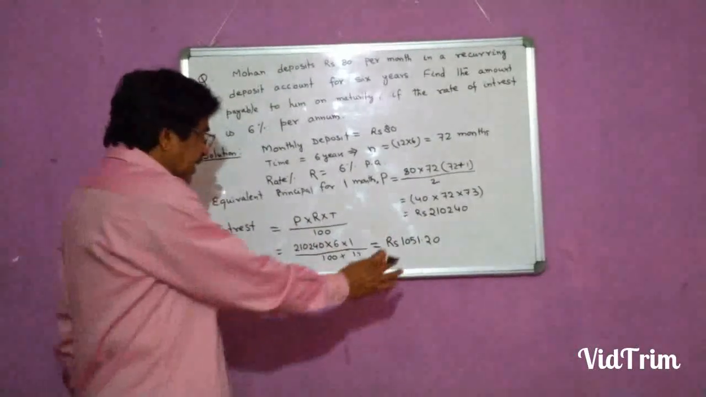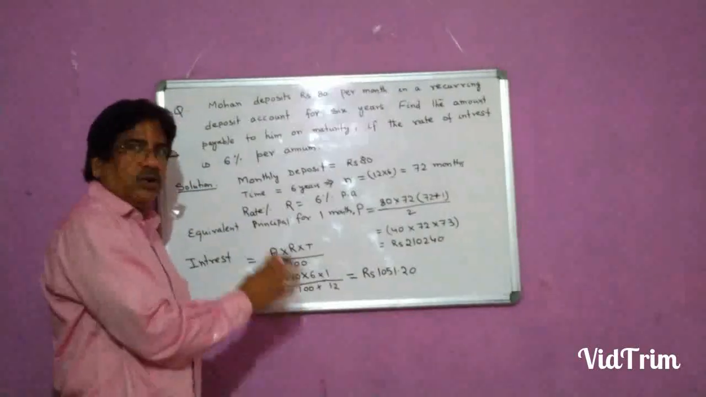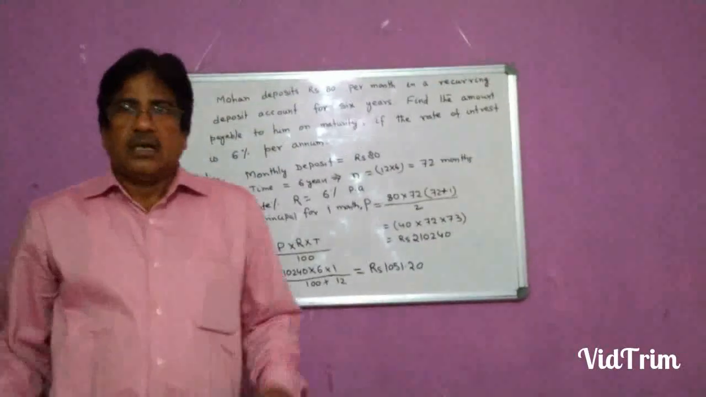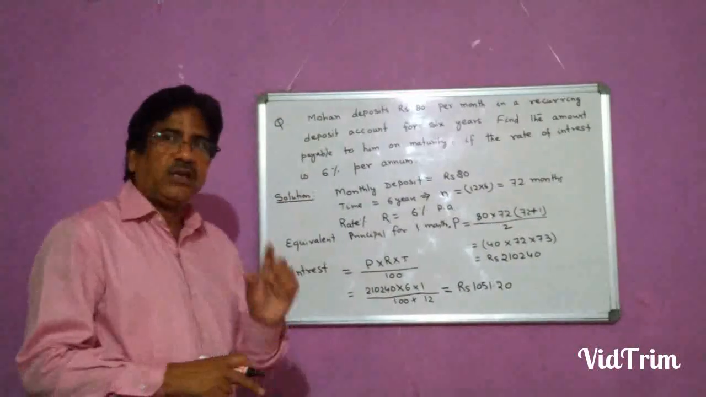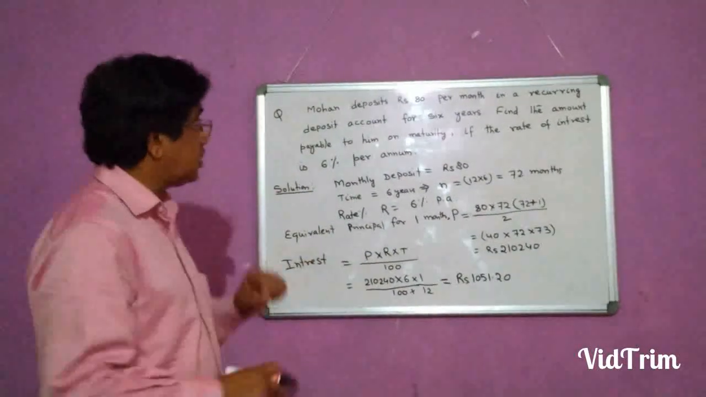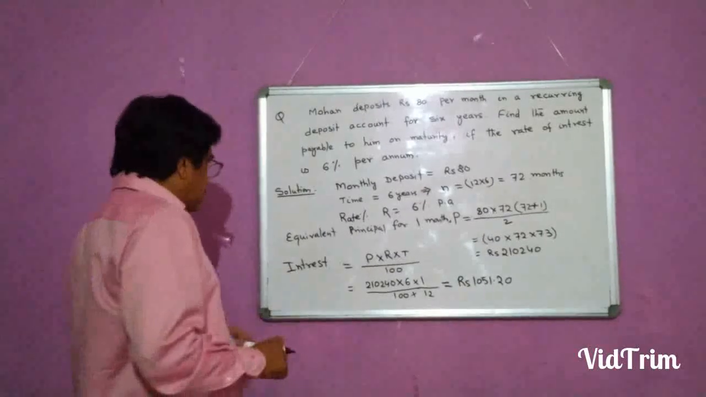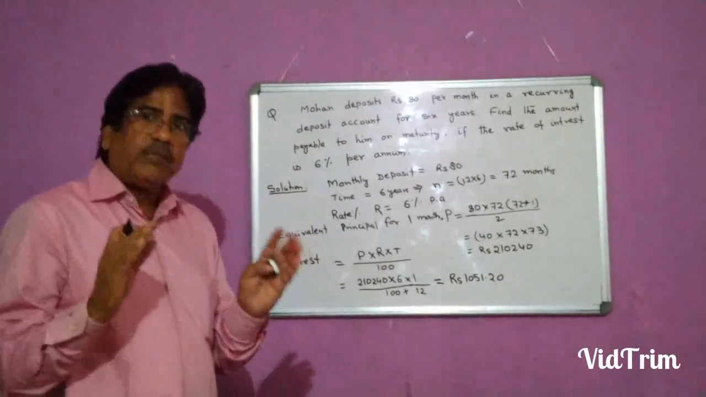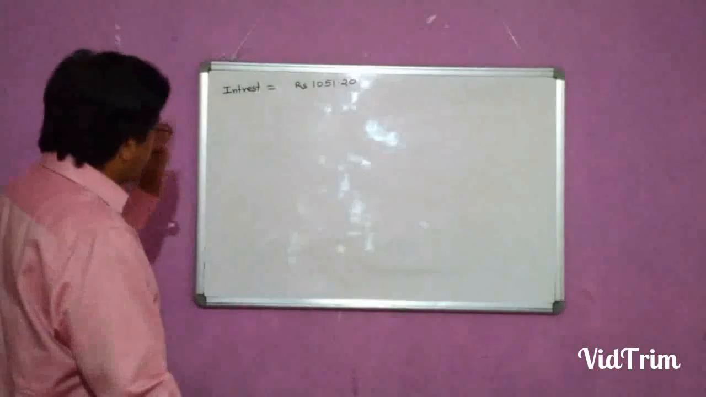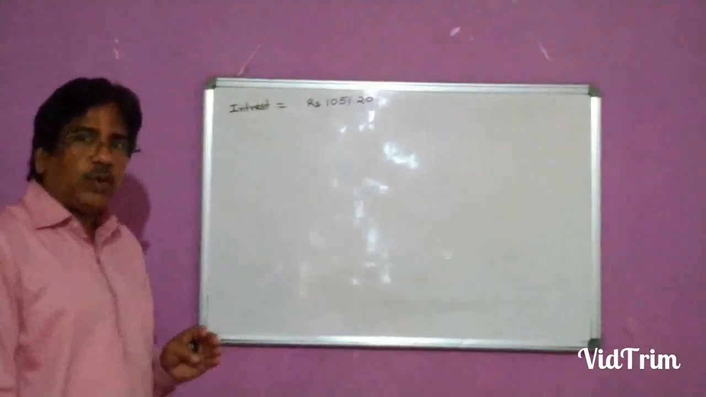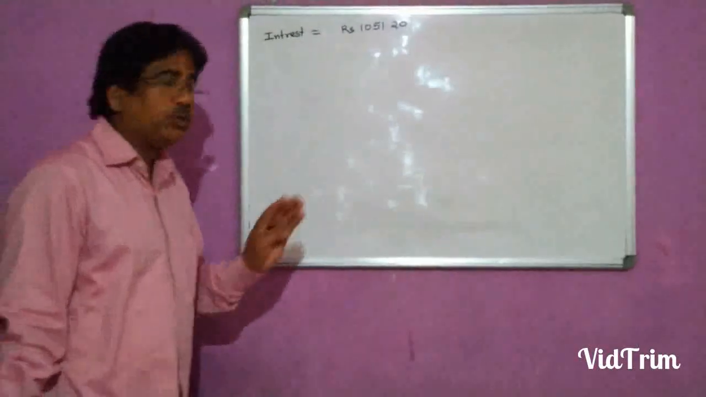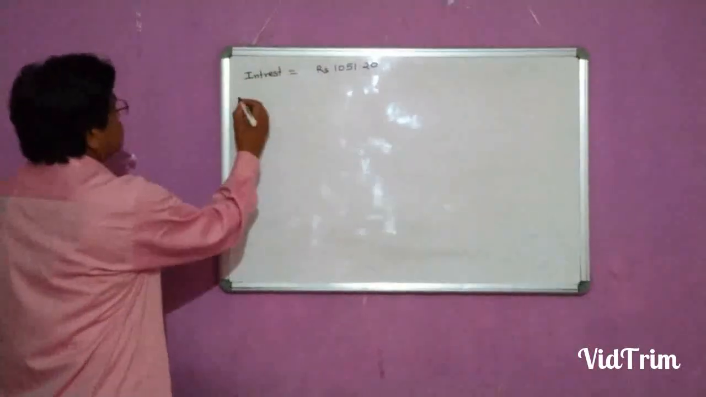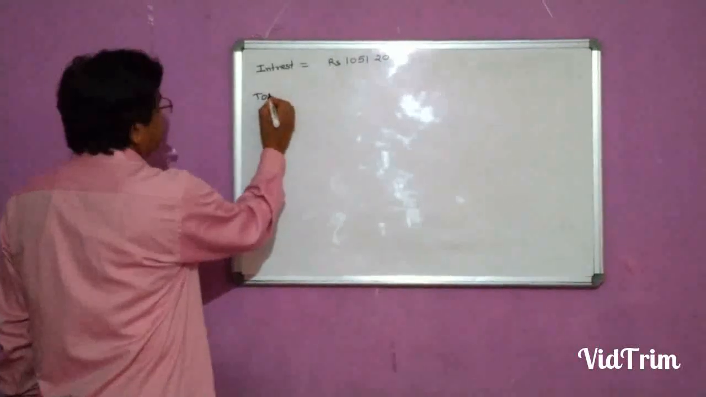So this is the interest which is obtained on the amount which a depositor has deposited in the bank for the given time period, that is for 72 months. Now the third step is to find out the total amount deposited by the depositor in the bank within 72 months. So total deposit, this is the third step.